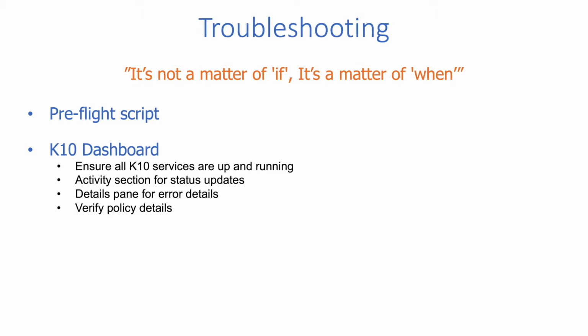There are several areas in the dashboard that can be utilized to capture error details: the Activity area to sort for failures, the details pane to get the error stack, and the policies or profile pages for specific issues related to those. In addition to these, K10 generates and collects a lot of metrics into our Prometheus service, which is part of the K10 application.